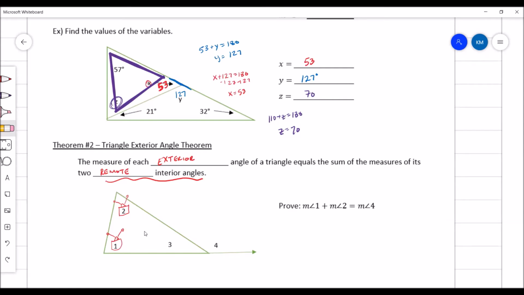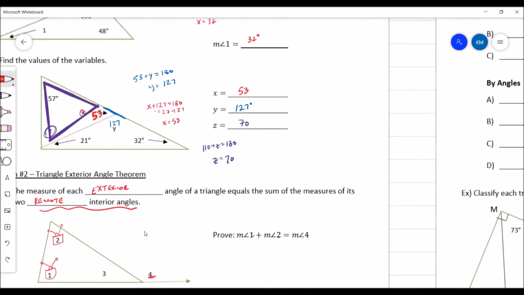And that's why our theorem here is written as the measure of angle 1 plus the measure of angle 2 equals the measure of angle 4. Again, our theorem: the exterior angle, angle 4, should equal the sum of its remote interior angles, 1 and 2. Okay, let's look at that in an example on the next page.